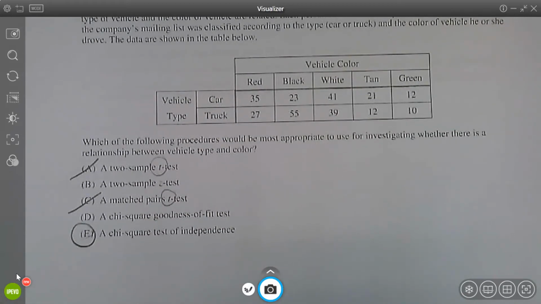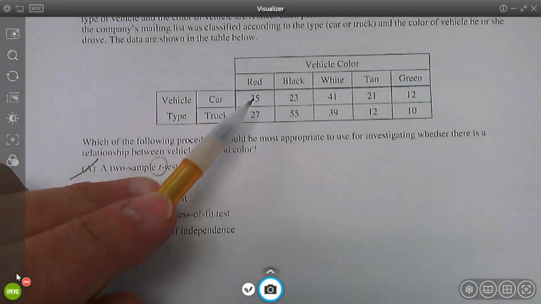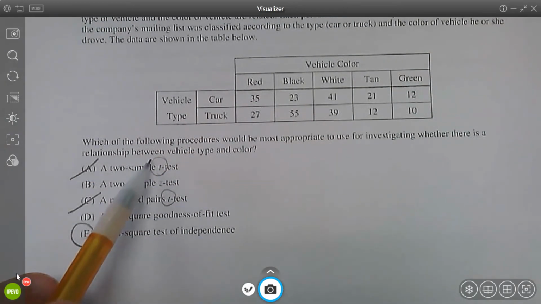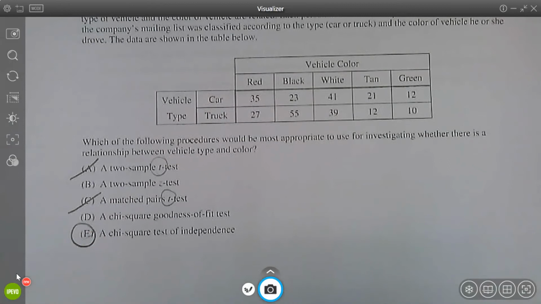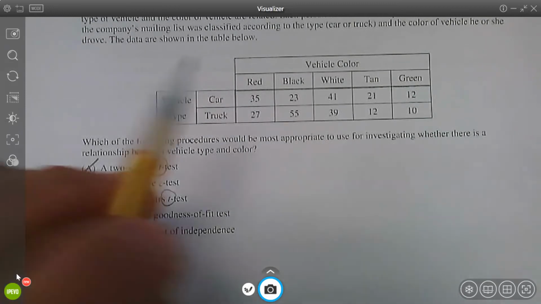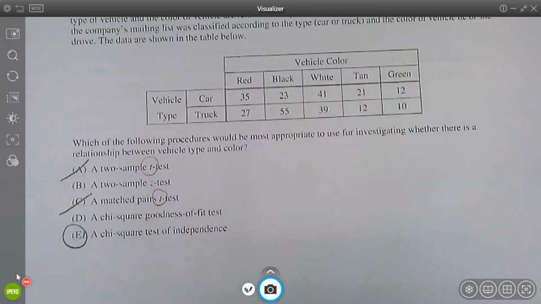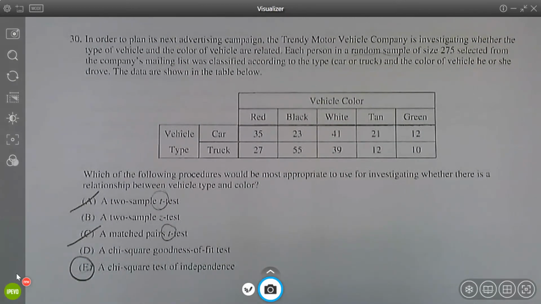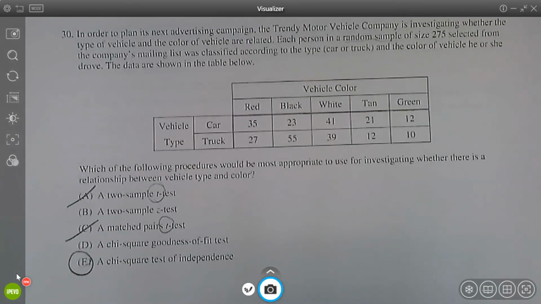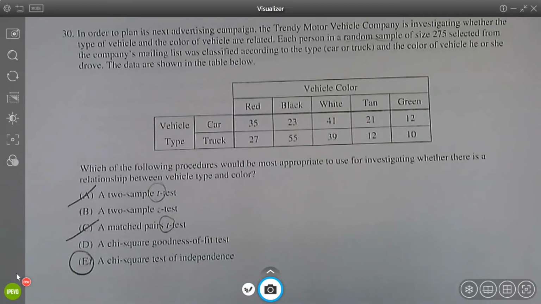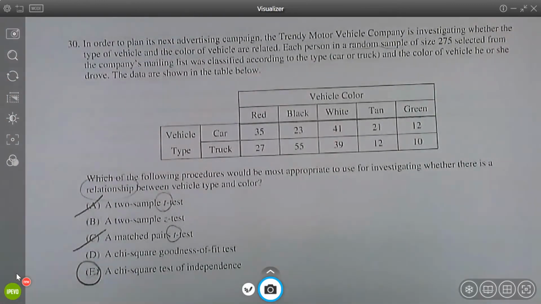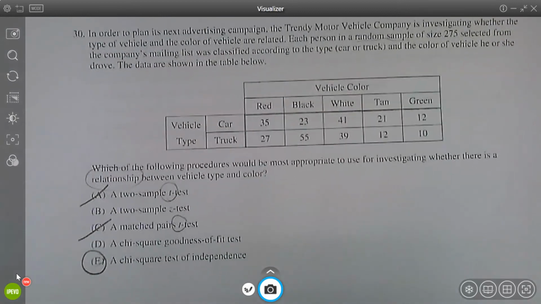Question 30 is again talking about what type of test should we do. This is a two-way table. It's categorical. So choice A and C are out because that would be quantitative. Two sample z-test, we don't have two samples. We have one sample, a random sample. So that doesn't make any sense. Goodness of fit is one variable, one sample. Test of independence is one sample, two variables. We want to see if there's a relationship, so an association. So we're talking choice E.